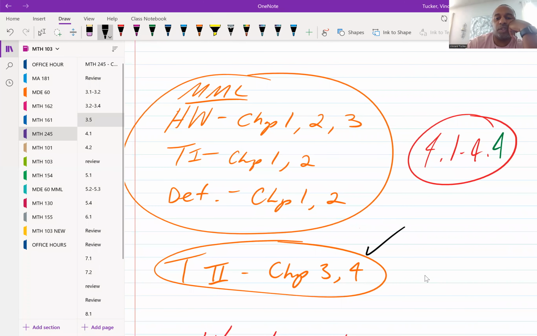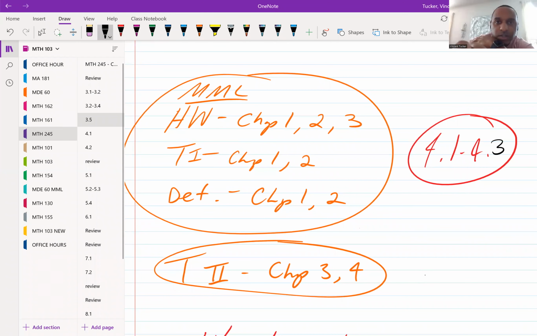And test 2, we don't have to worry about right now because that has chapters 3 and 4 on it. So we'll get into chapter 4 next class. Chapter 4 is 4.1, 4.2, and 4.3. I have another class that goes to 4.4, that's 155, but you guys only have 3 sections in chapter 4. Any questions?